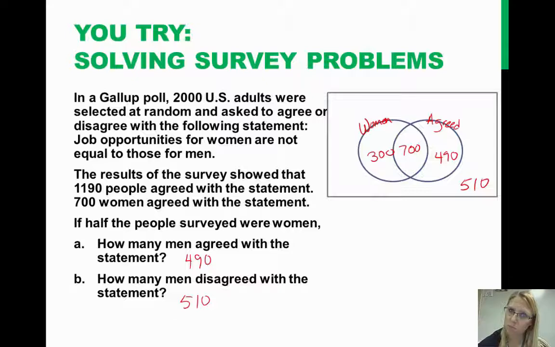So once again, this is similar to the last one. We're looking at women versus men and agreed. And the important information that we have here is 2,000 U.S. adults, 1,190 people agreed, 700 women agreed. So if we know that women and agreed are the intersection, that's why I chose women and agreed here and put 700 there. That's probably the hardest part of the entire problem, is figuring out what your circles are going to be. So continuing on from there, after calculating everything out, we have 490 men agreed with the statement and 510 disagreed.